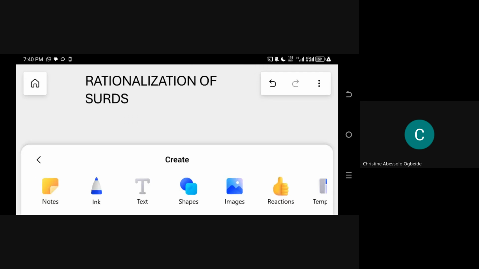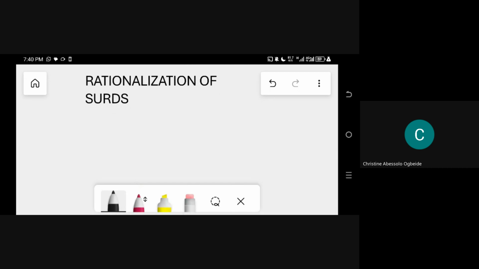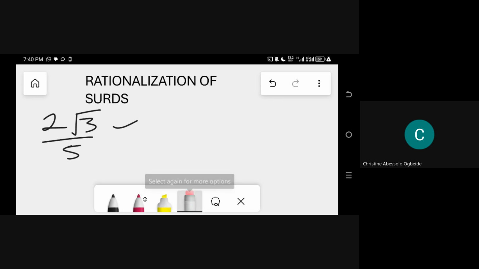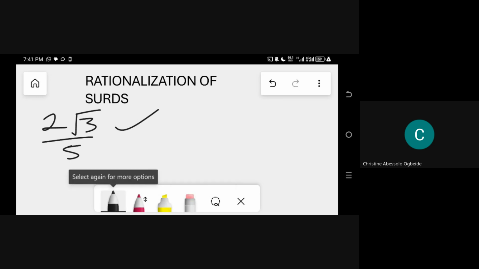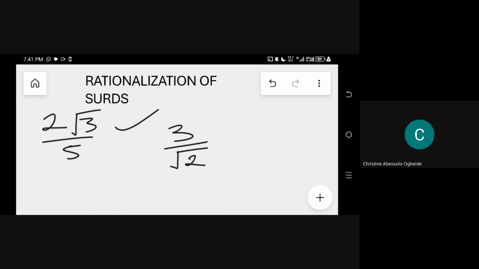Look at what I'm trying to say. If you have surds like 2 root 3 over 5, this is okay. I think we can actually mark this correct. If you have surds like 3 over root 2, then this is not to be left the way it is.